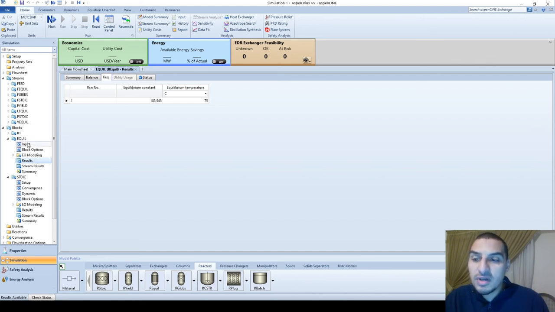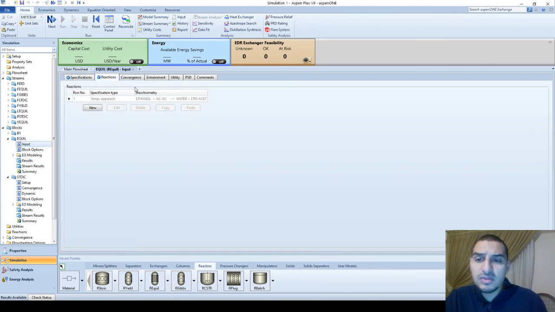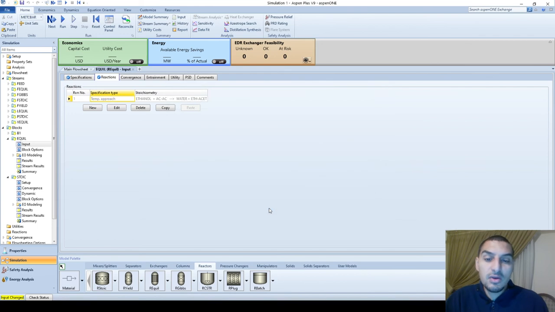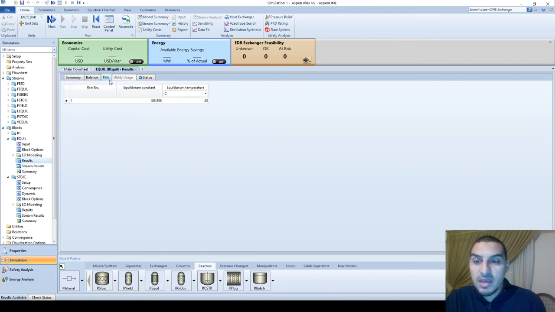So let's, for instance, go to this reaction, and then instead of operating at the same temperature, I'm going to make it -30. -30 means that the temperature it's going to be operating at is 75 minus 30, which is 45. Okay, and I run the file, and I take a look at the results, and you see the K equilibrium, it's at 45 degrees and it's 186, which means that it gets higher, and it agrees with what we said before.